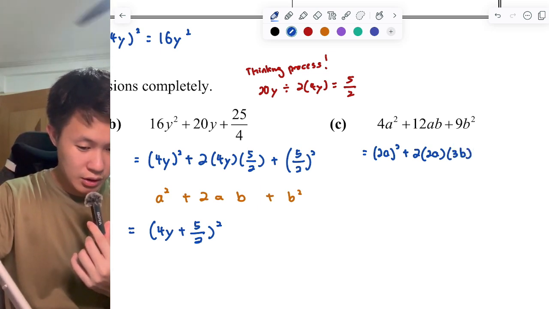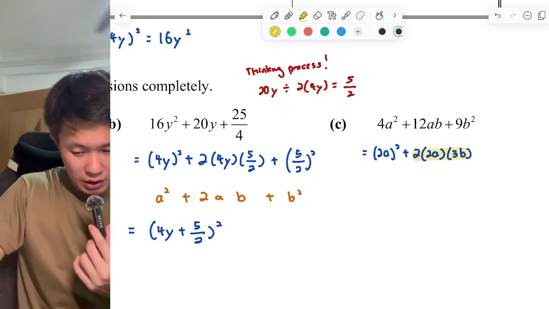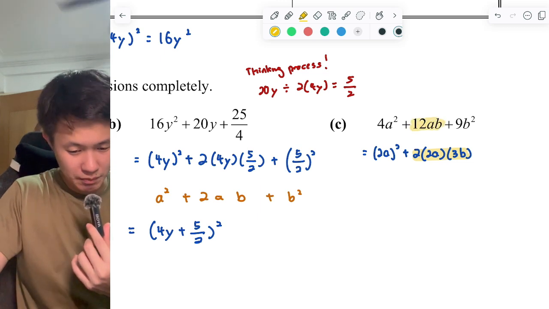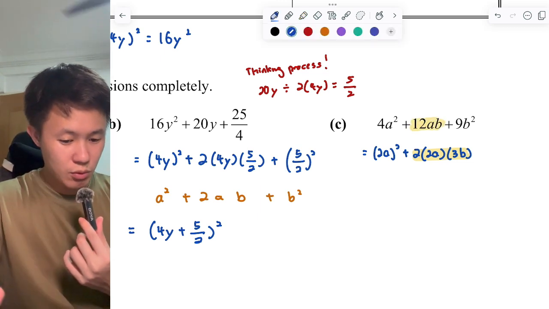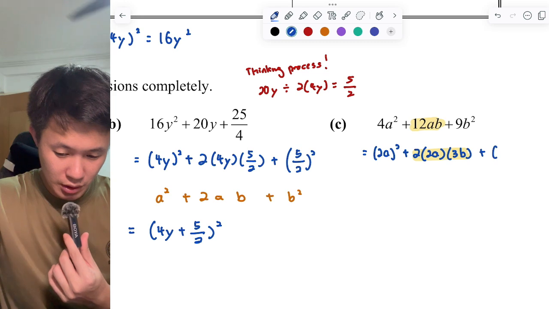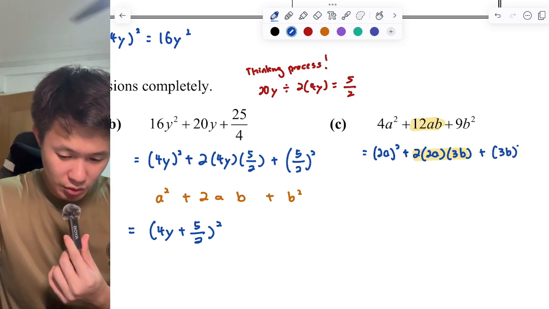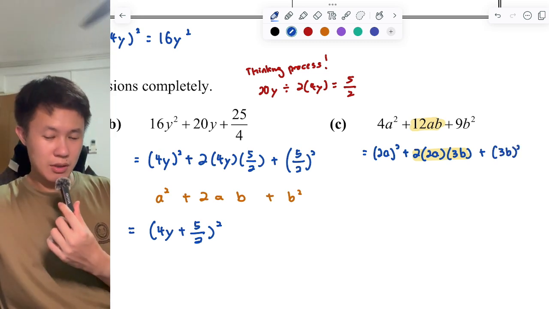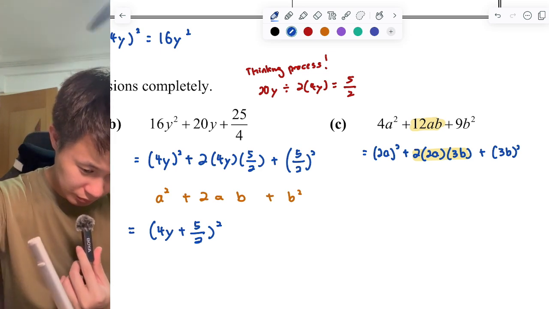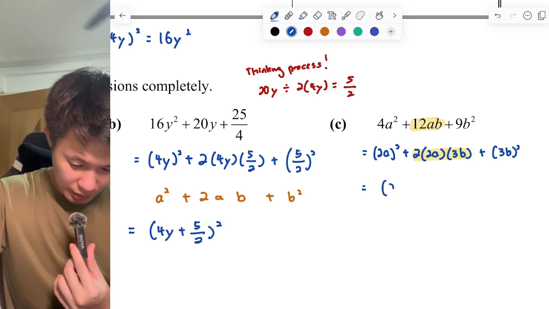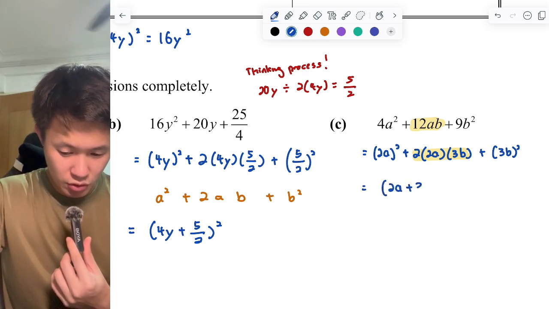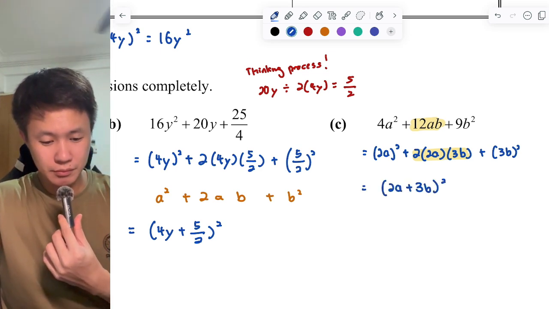So you need to make sure that these 3 things multiply and give you 12ab. That's one of them as well. And also, the last step, 9b is simply (3b) bracket square. Ensure that they are in the a square plus 2ab plus b square form. And since they are, this is (2a plus 3b) bracket square. That's all.